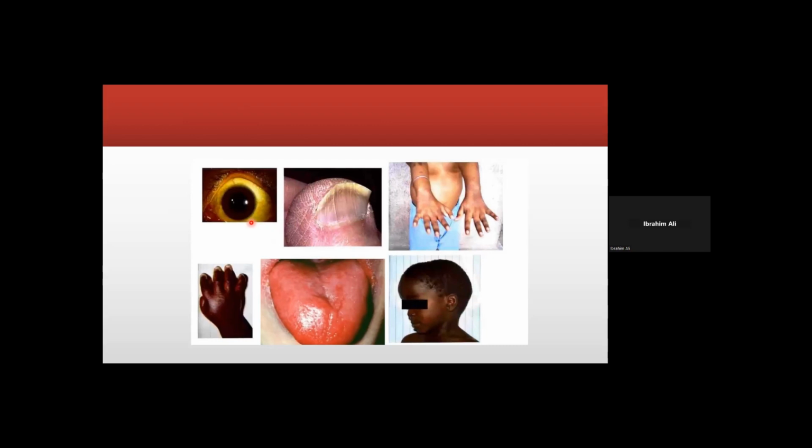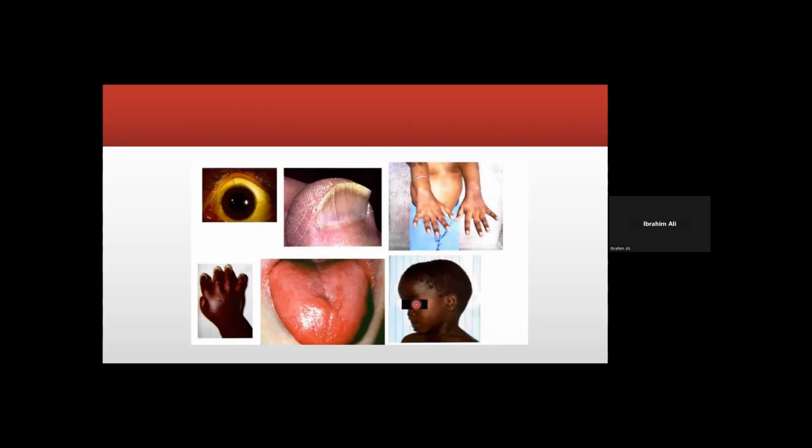Okay, the next after this, the nail. This koilonychia, the one I've just shown you, is for iron deficiency anemia. And then we have dactylitis there, the hand that is swollen. And this is for sickle cell. This one is for B12 deficiency. And scleral icterus is this one now.